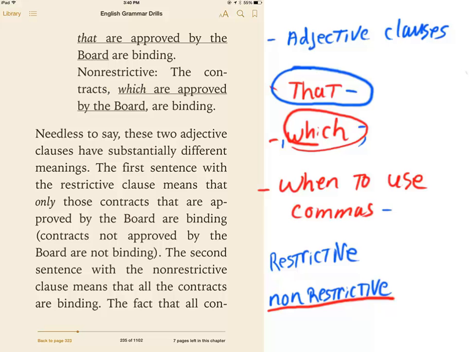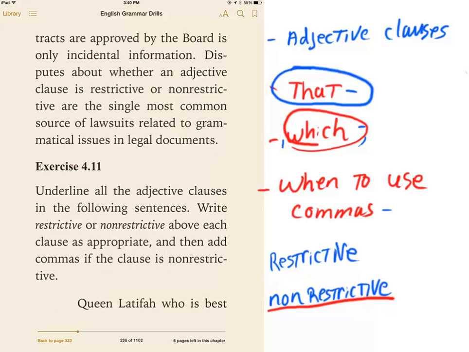Okay, so let's take a look at this. It says: Underline all the adjective clauses in the following sentences. Write restrictive or non-restrictive about each clause as appropriate, and then add commas if the clause is non-restrictive. Okay, so let's take a look here.